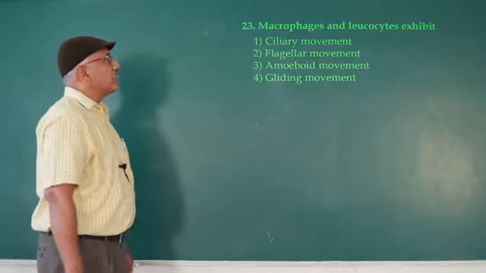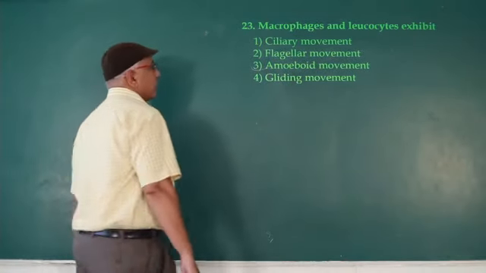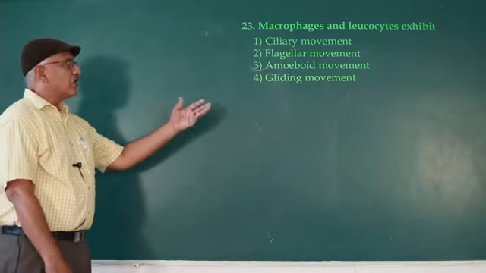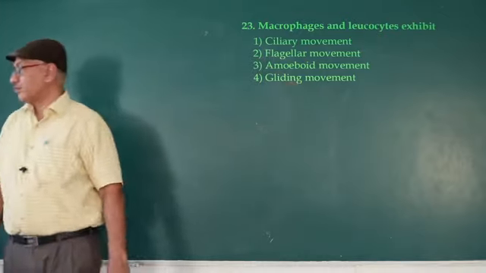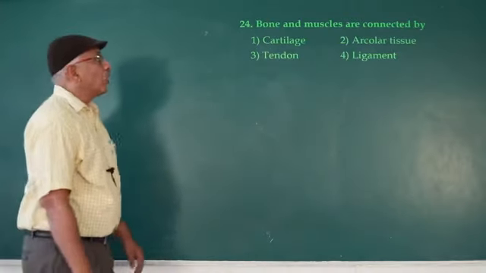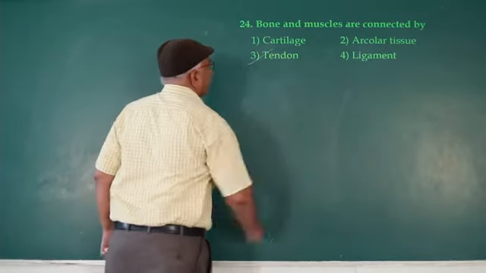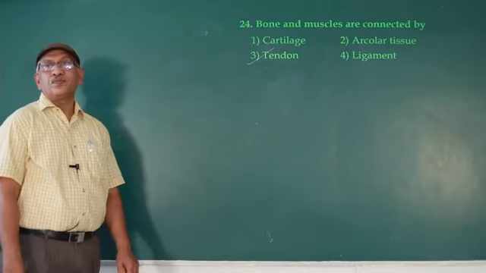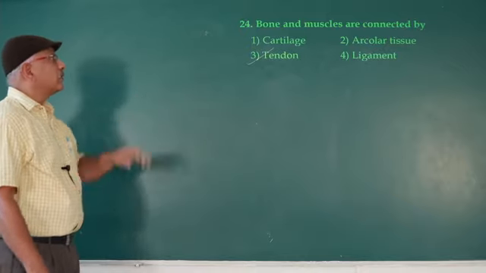Macrophages and leukocytes exhibit amoeboid movement. They develop pseudopodia. The movement by pseudopodia is known as amoeboid movement. Bone and muscles are connected by tendon. Tendon connects muscle to bone. Ligament connects bone to bone. So the answer is tendon.